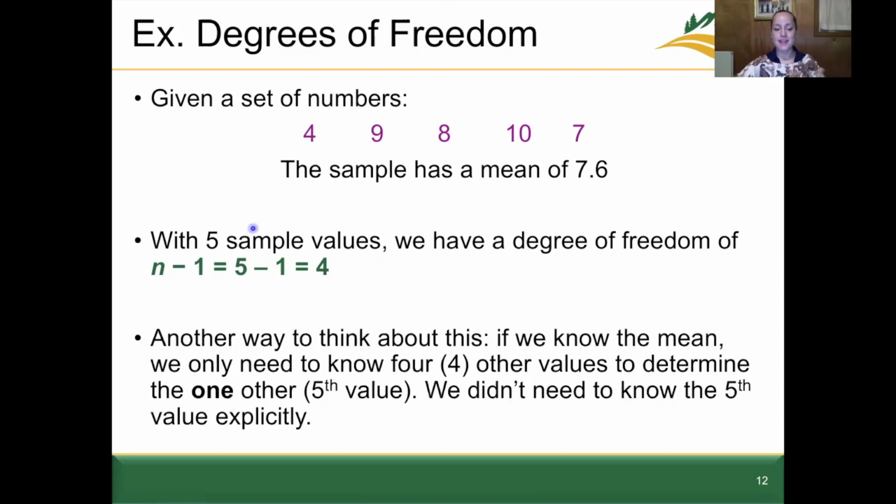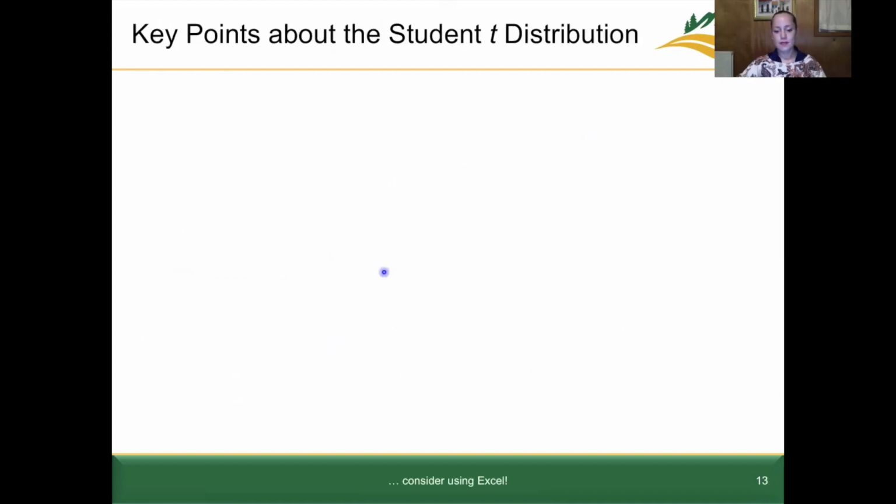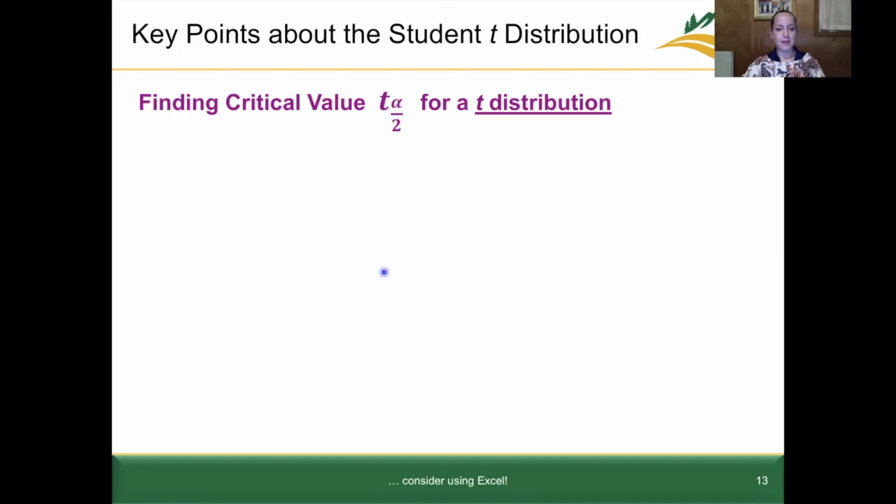If you're interested in another way to think about this, if we know the mean, in this case 7.6, then we only need to know 4 of the other values to determine the one other value, or the fifth value. In other words, we needed to know the mean and then n minus 1 data points. We didn't need to know all 5 data points for this case. Again, the key takeaway for us is to find the total number of samples, then minus 1 for our degrees of freedom. We need to know the degrees of freedom in order to find our critical value, or t subscript alpha over 2.